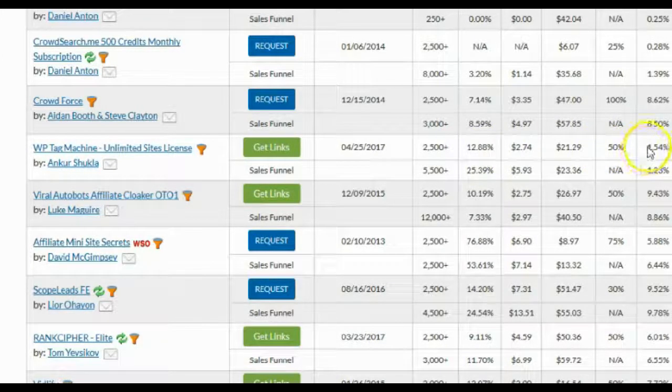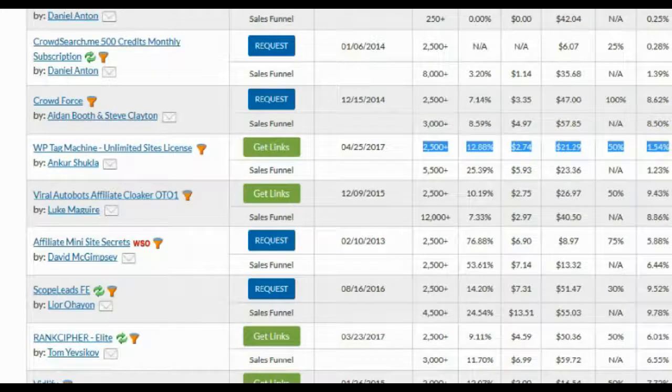You can see it had a really low refund rate, 1.54%. What that means is people that bought it were happy with it. So now we have a product that converted well, that sold a good number of copies, and that had a low refund rate. Now you might first think to yourself, well, this isn't a good product for me to copy because look, 2,500 people have bought this.